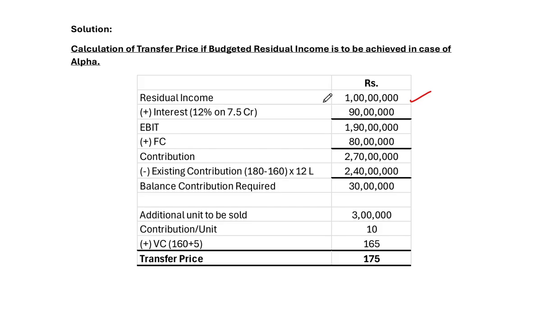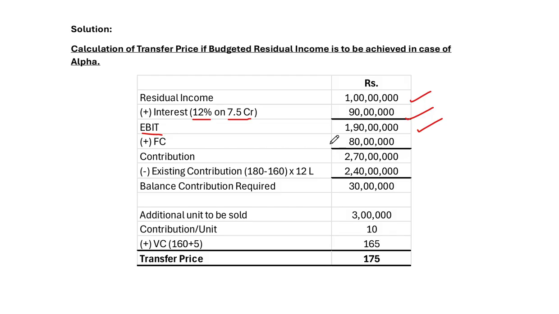Now we add back the interest on capital. Capital employed is 7.5 crore and cost of capital is 12%. So interest is 90 lakhs. Therefore, required earnings before interest and tax will be 1 crore 90 lakhs. So required EBIT is 1 crore 90 lakhs.